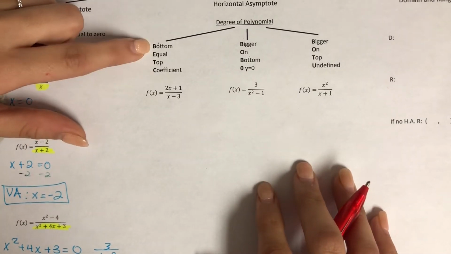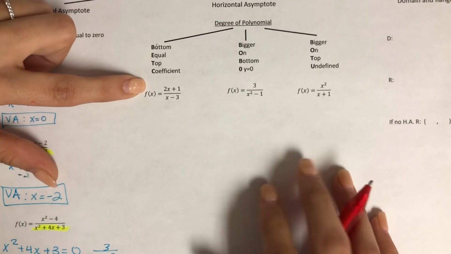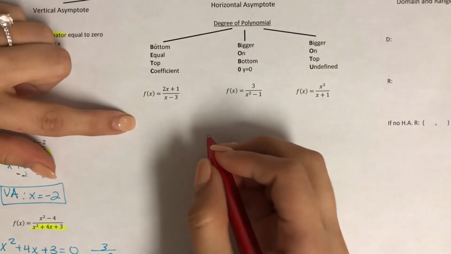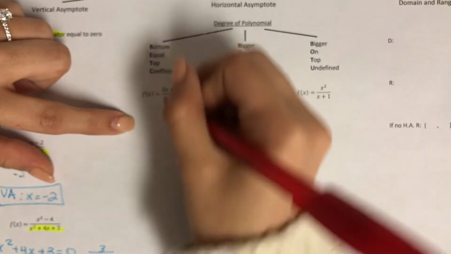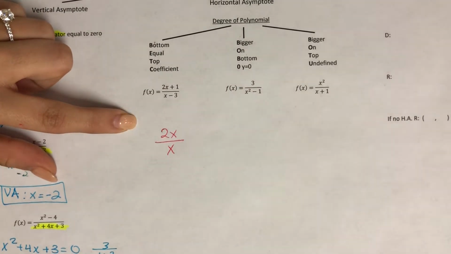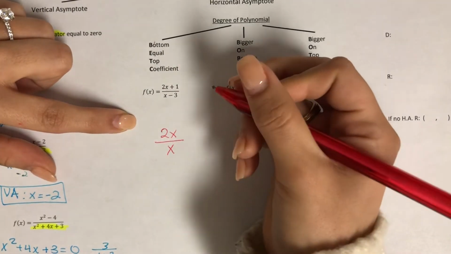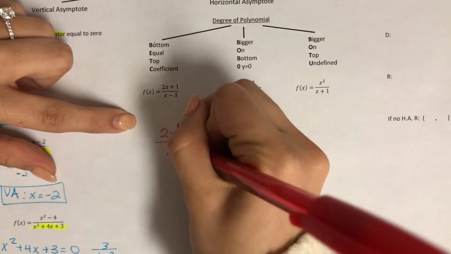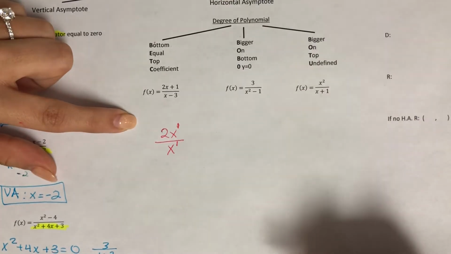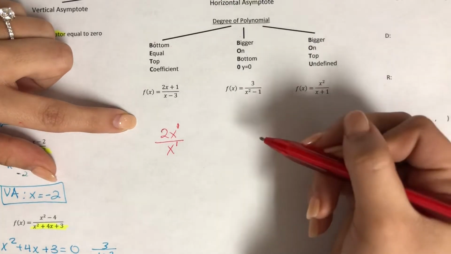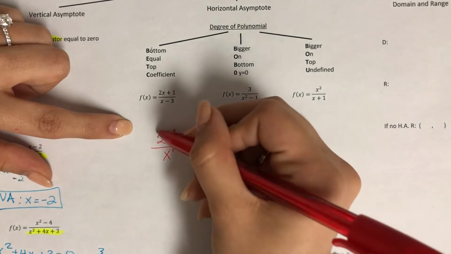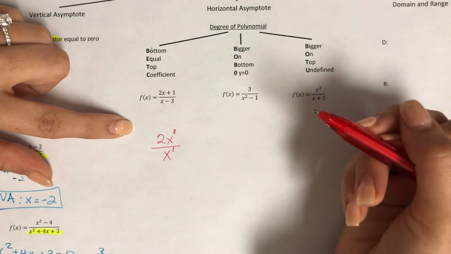What is Betsy? Bottom equals top, it is the coefficient. So let's take a look at the leading variable, which is the very first variable we have. In this case, it's going to be the 2x and the x. Both of them have a degree of 1, so they're equal, right? Bottom equals top. So that means our horizontal asymptote is going to be the coefficients. Coefficients are the numbers in front of the x.